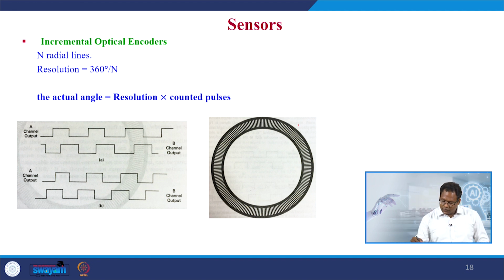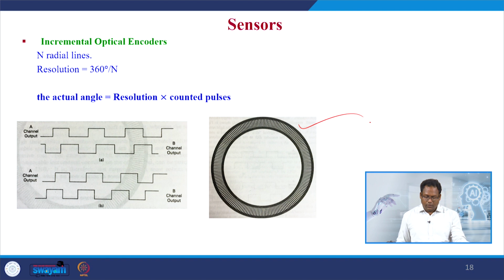Now, the next type of optical encoder is the incremental optical encoder. Here this is the shape of the incremental optical encoder. It has n radial lines, and for this optical encoder the resolution is given by 360 divided by n, where n is the number of radial lines. So, the actual angle is resolution multiplied by counted pulses.